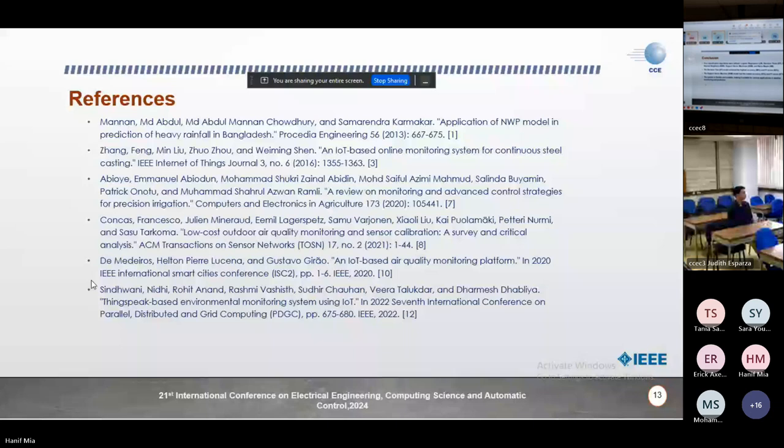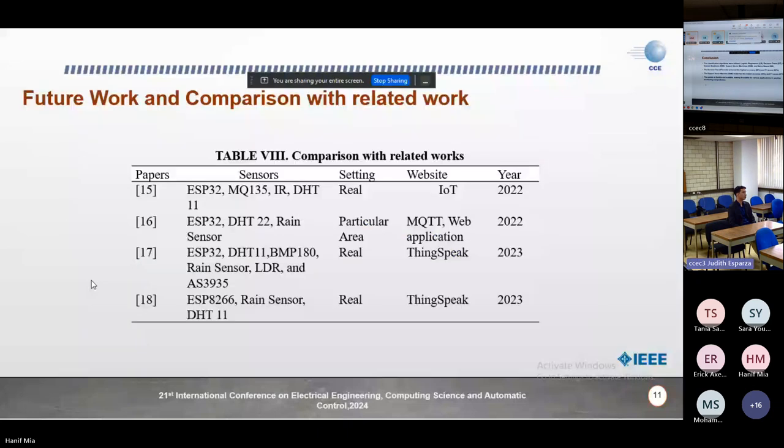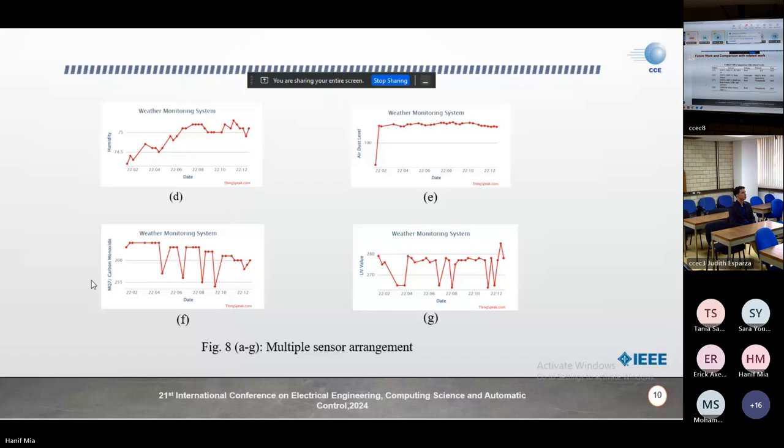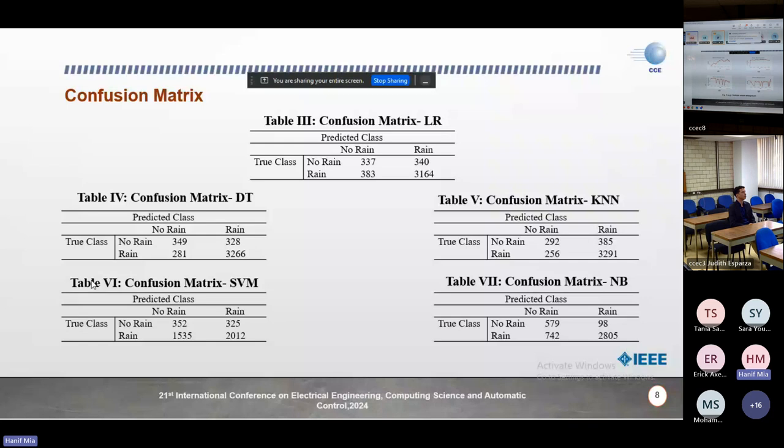Hello. Yes, there are questions. From the five classification methods that you have on the previous slide, please, the five classification methods you used, what is the best to classify the data set? Sorry, I didn't understand.